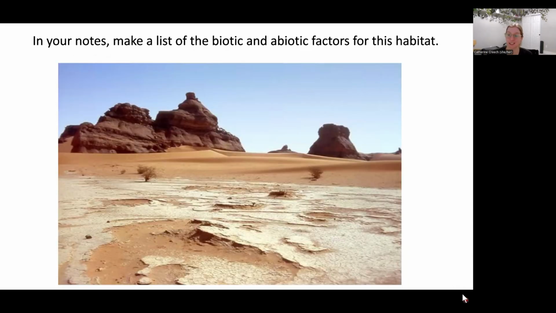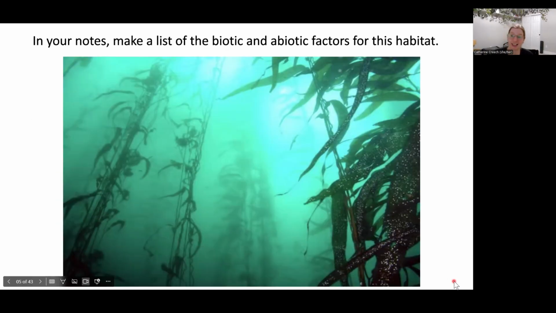What about for this ecosystem? The abiotic and biotic factors, aim for like 5 each. Pause the video, and when you're ready, resume. And lastly, this habitat. How are the biotic factors and abiotic factors different?